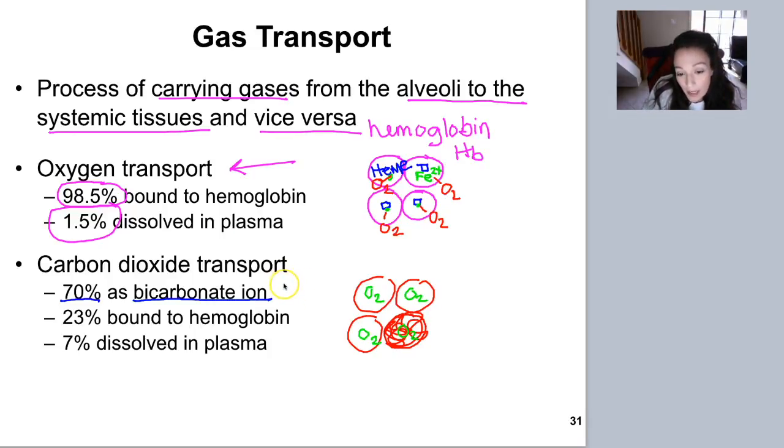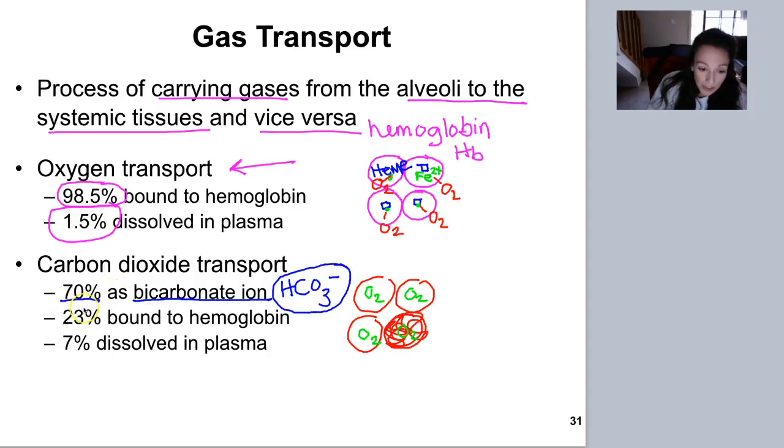But the bicarbonate ion is HCO3 minus. This is the symbol, or the molecular formula, we use. It's a hydrogen, a carbon, 3 oxygens, and it has a negative charge associated with it. So this is HCO3 minus. And we're going to look at exactly how this works coming up here. But most of our carbon dioxide in our blood is actually found in this form. So I want you to memorize this ion.